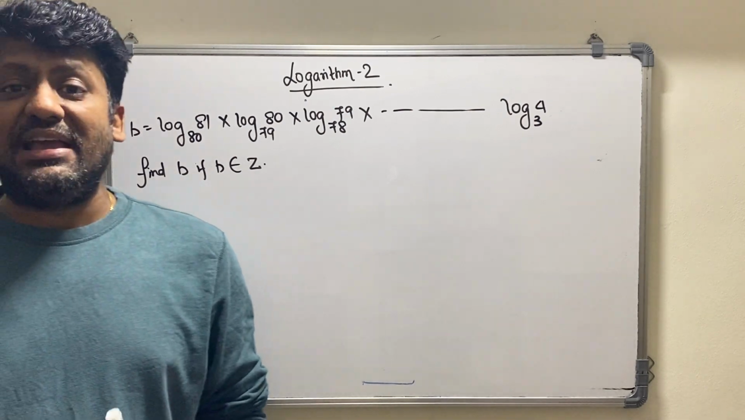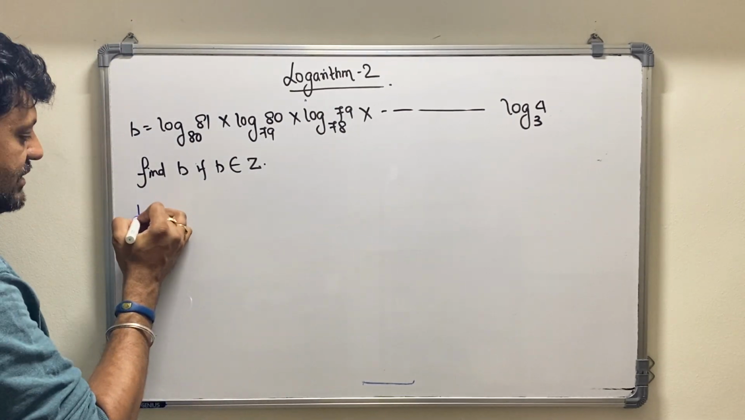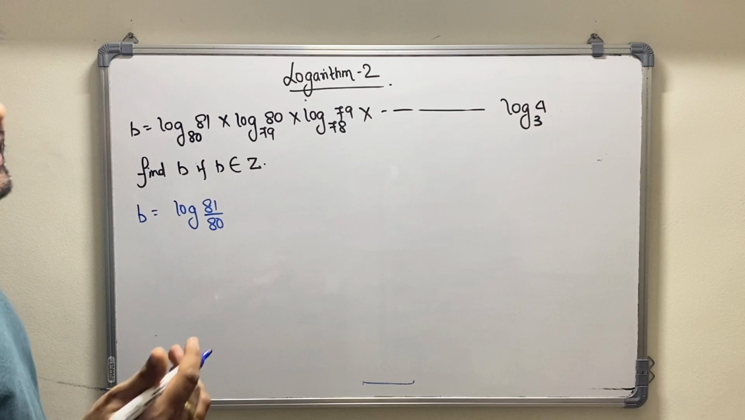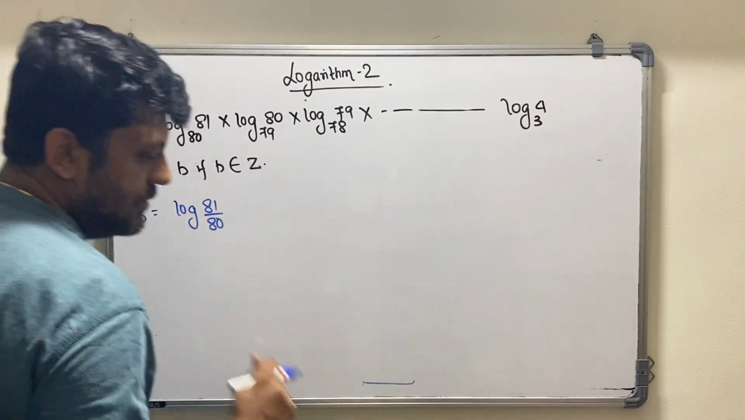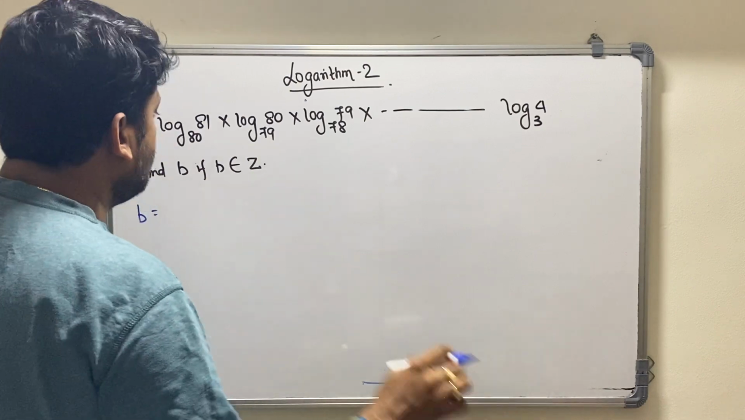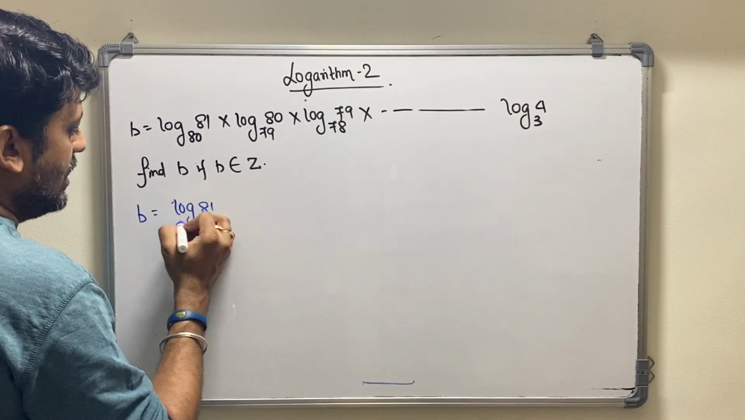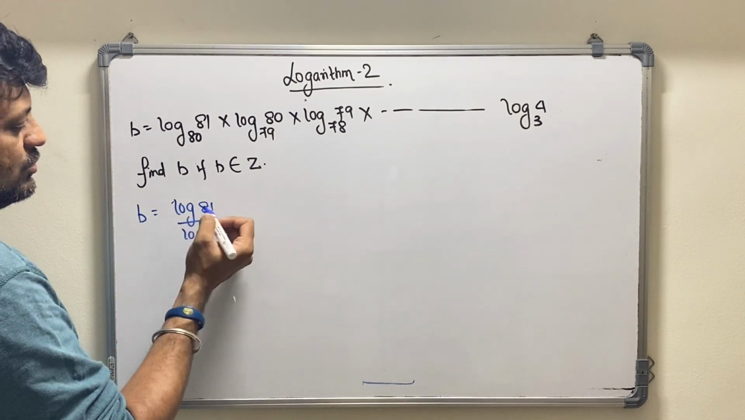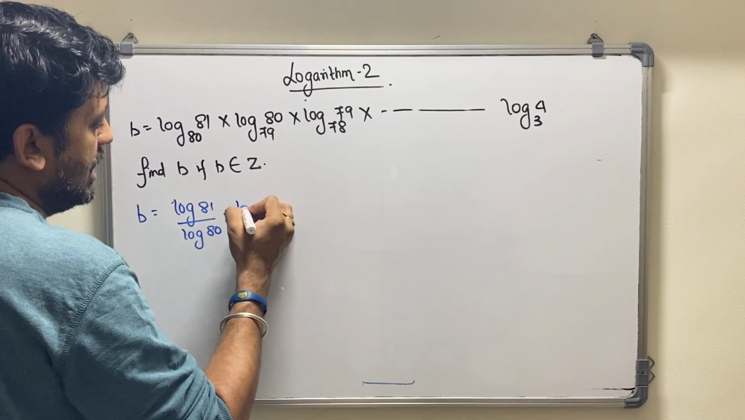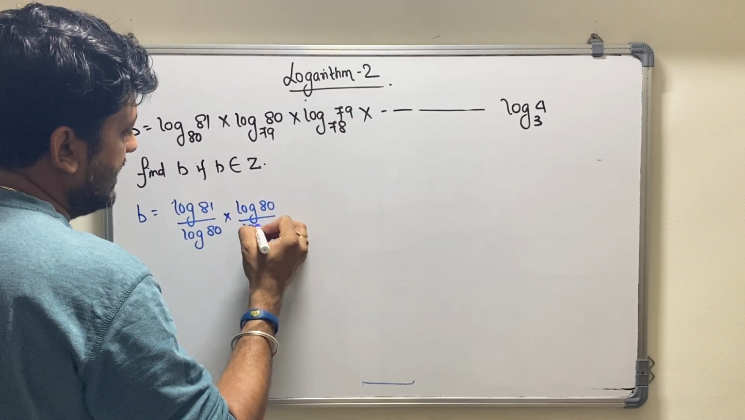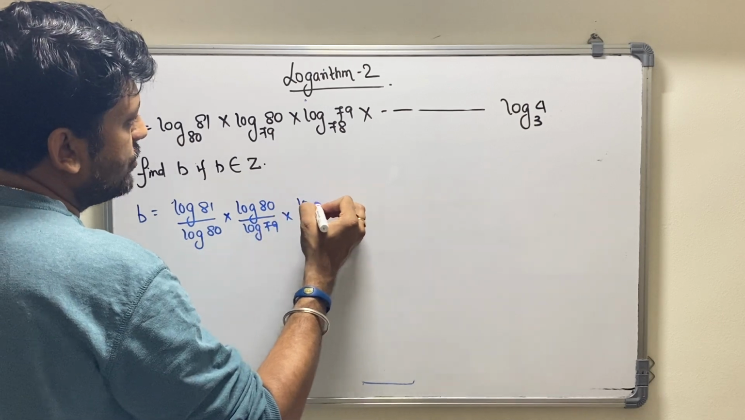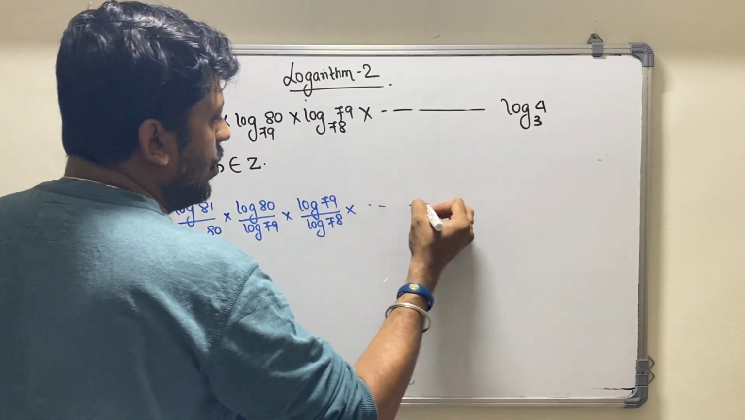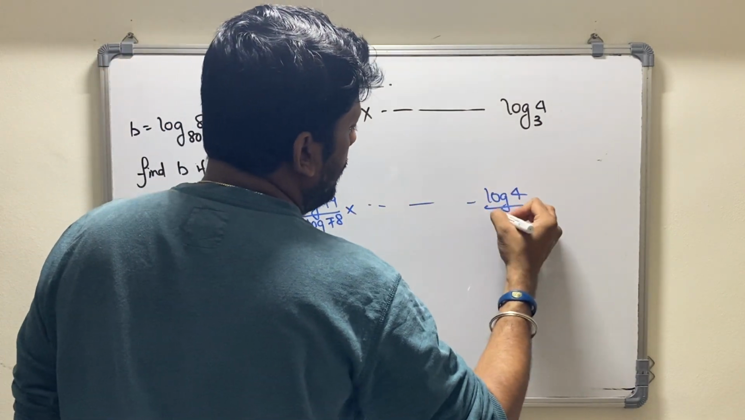So remember I told you that the base change formula is very important here. You can write this one as B is equal to log 81 by log 80, base you can choose as your own choice, x, y, z, 10, 20, whatever you want, into log 80 upon log 79, into log 79 upon log 78, into so on till log 4 upon log 3.